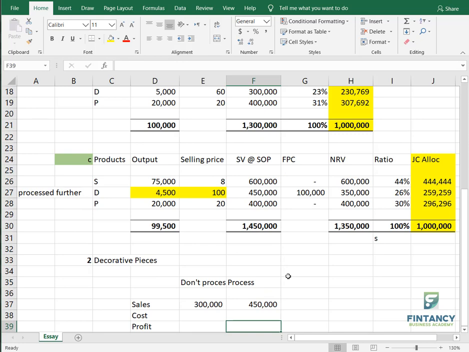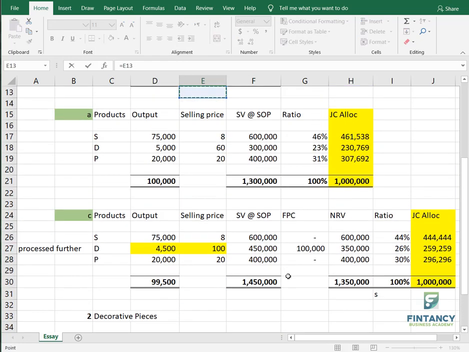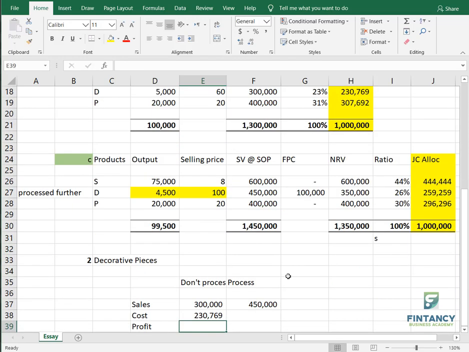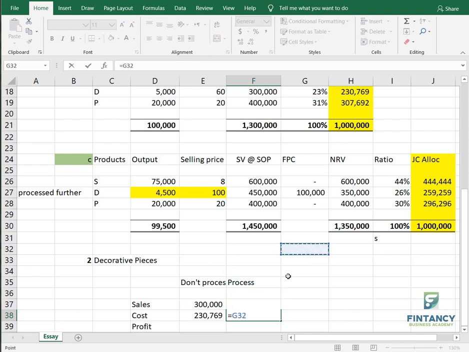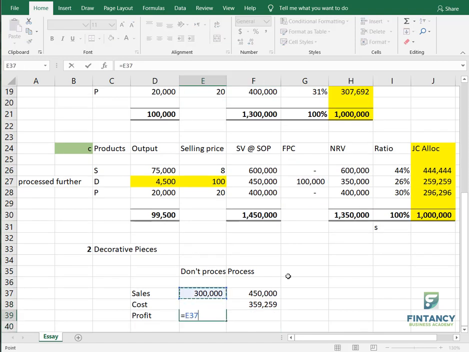Right? Okay. If you don't process further, how much cost did we allocate? Remember here? This one. If you process further, we just discussed how much the cost is. There are two elements now. One is the joint cost allocation, plus one is your additional further processing cost, right? Or not? Let's see how much the profitability is.